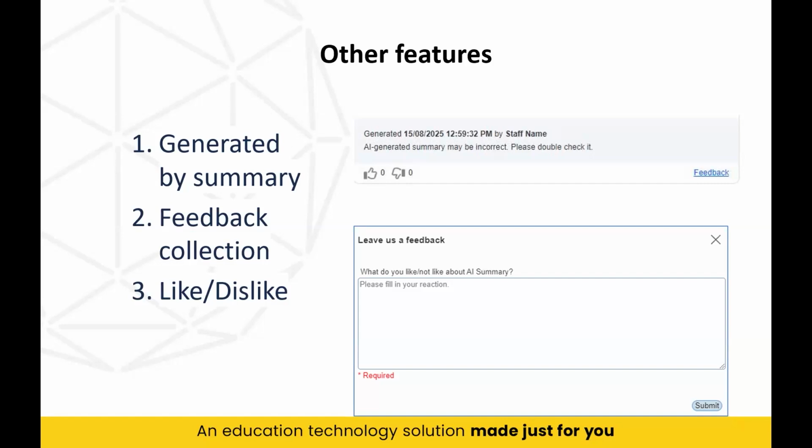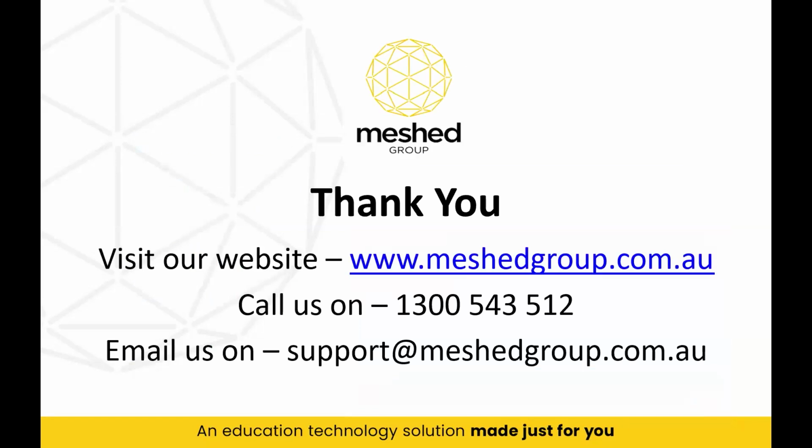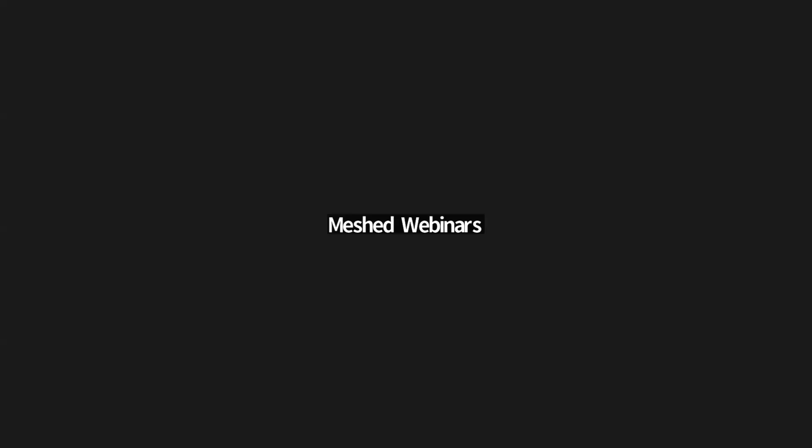And also we have the like or dislike feature. If you like the summary provided by the AI, then please click the thumbs up button and that gets recorded on our end. If you don't like the summary provided by the AI, then you can click on dislike and we will see how we can improve that feature. So that is all about the AI summary feature.